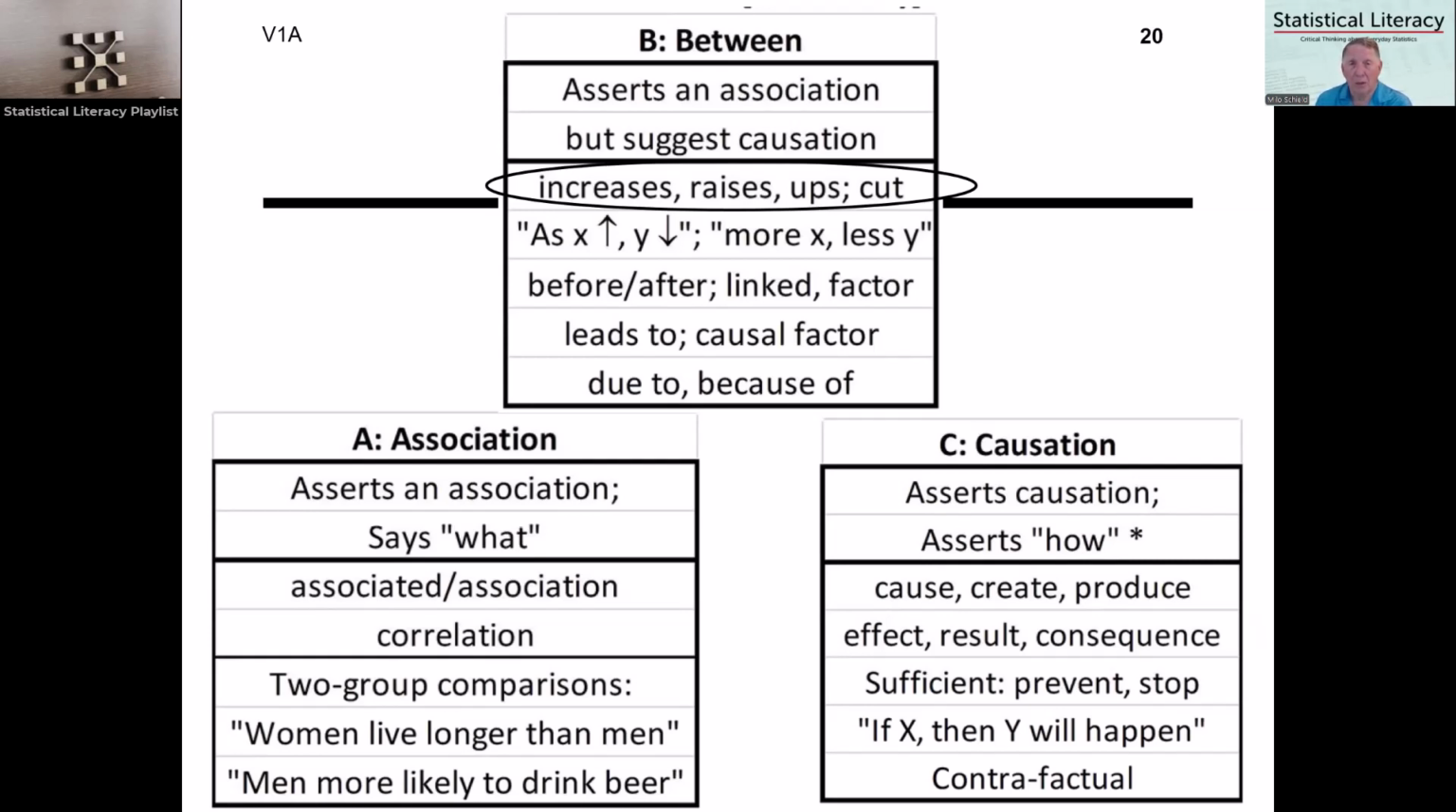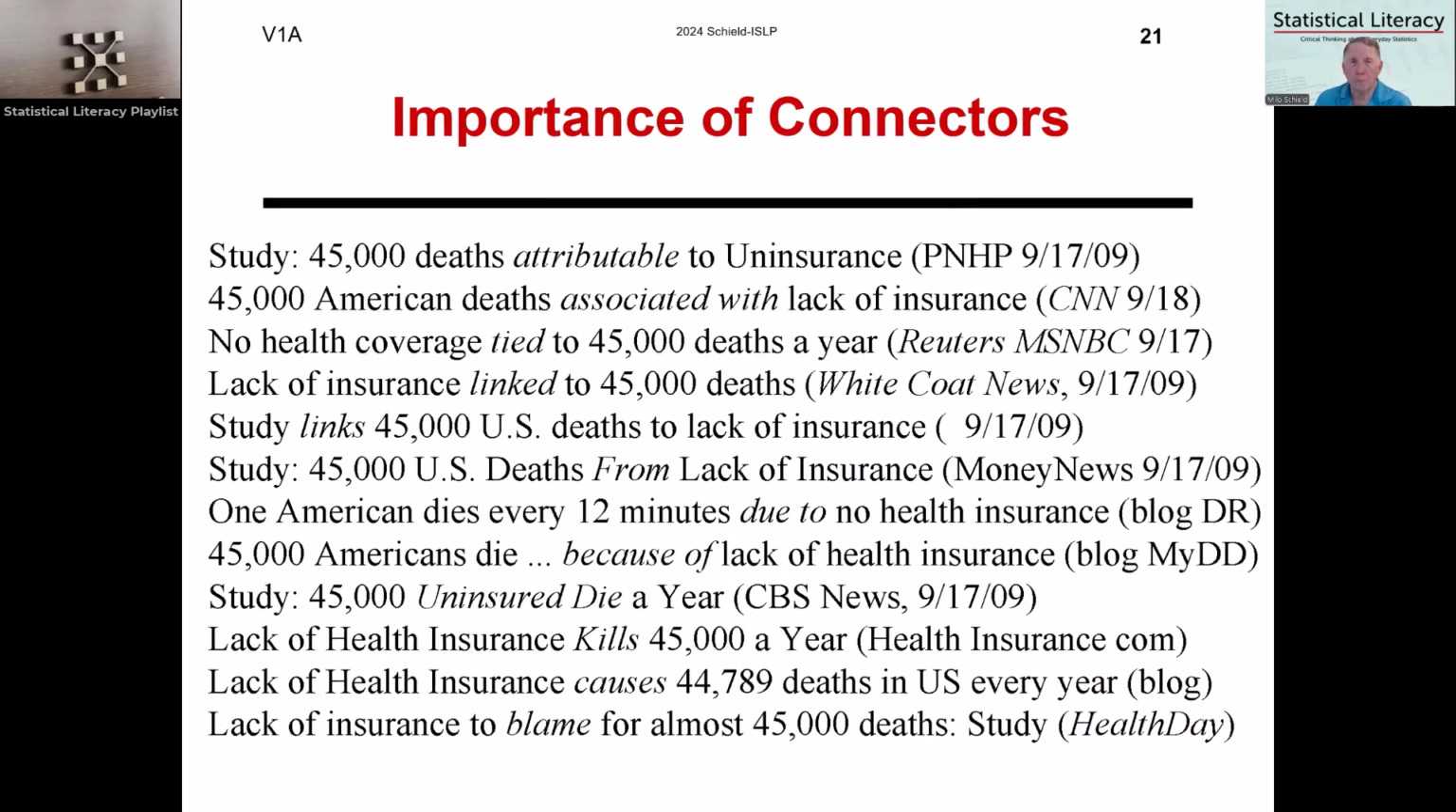Mathematics doesn't talk about causation. There's no operator for causation in math. So when I say as weight increases, height increases, I'm not saying you can expect to grow taller if you eat more pizza. No, that's association. But it suggests causation. Words like linked, leads to, due to, because of. We need to inform our students about these between words as part of the communication part of statistical literacy.